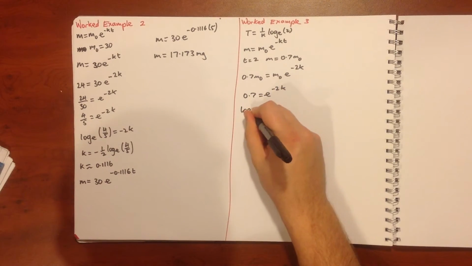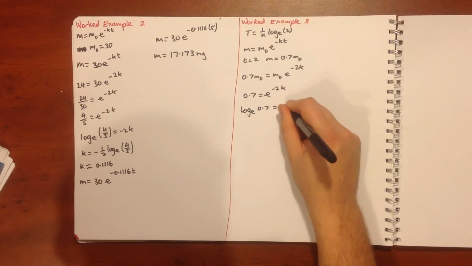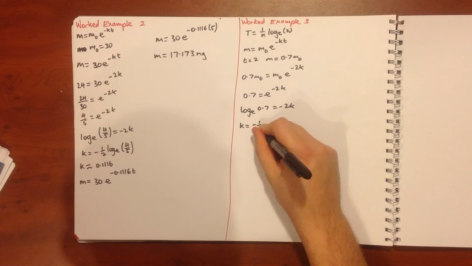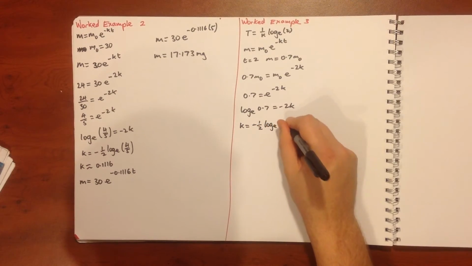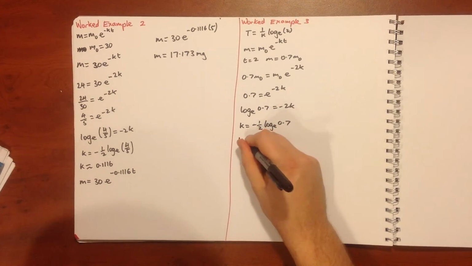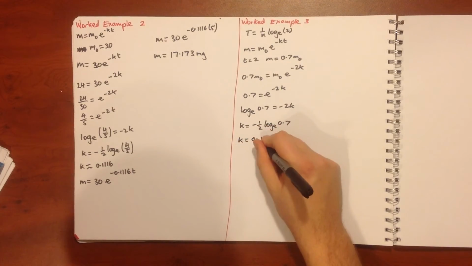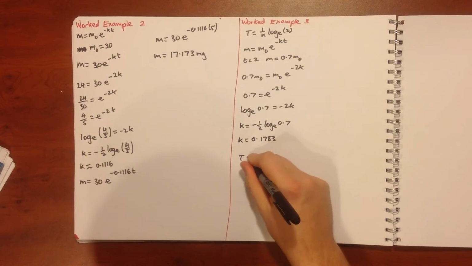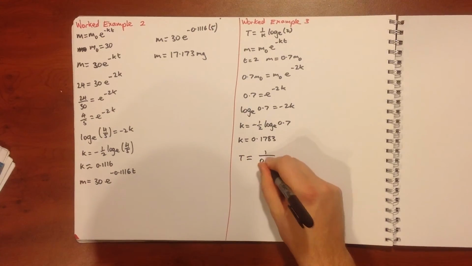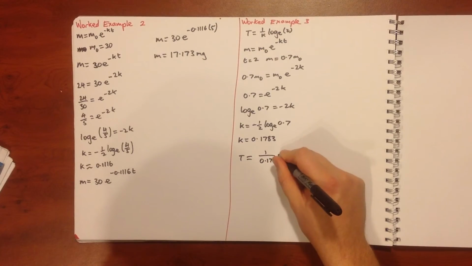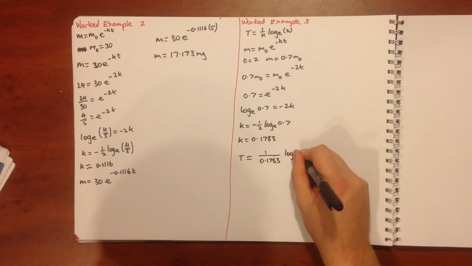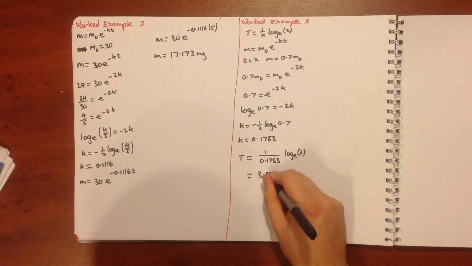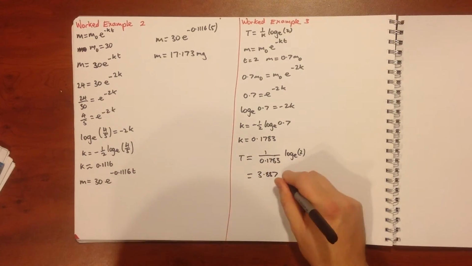So log to the base e of 0.7 equals negative 2k. So k is going to equal negative a half log to the base e of 0.7. So k is going to equal 0.1783. Now we have our k value, we can put it in here and say t equals 1 on 0.1783 times log to the base e of 2. That means t equals 3.887, which is in years.